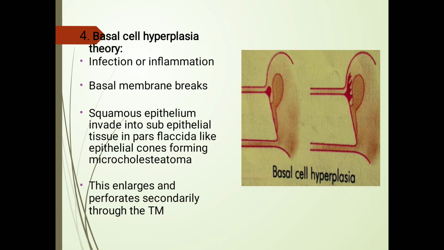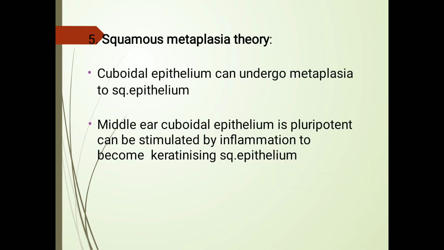Fourth, basal cell hyperplasia theory. Infection or inflammation: basal membrane breaks. Squamous epithelium invades into subepithelial tissue in pars flaccida like epithelial cones, forming microcholesteatoma. This enlarges and perforates secondarily through the tympanic membrane. Fifth, squamous metaplasia theory. Cuboidal epithelium can undergo metaplasia to squamous epithelium. Middle ear cuboidal epithelium is pluripotent and can be stimulated by inflammation to become keratinizing squamous epithelium.